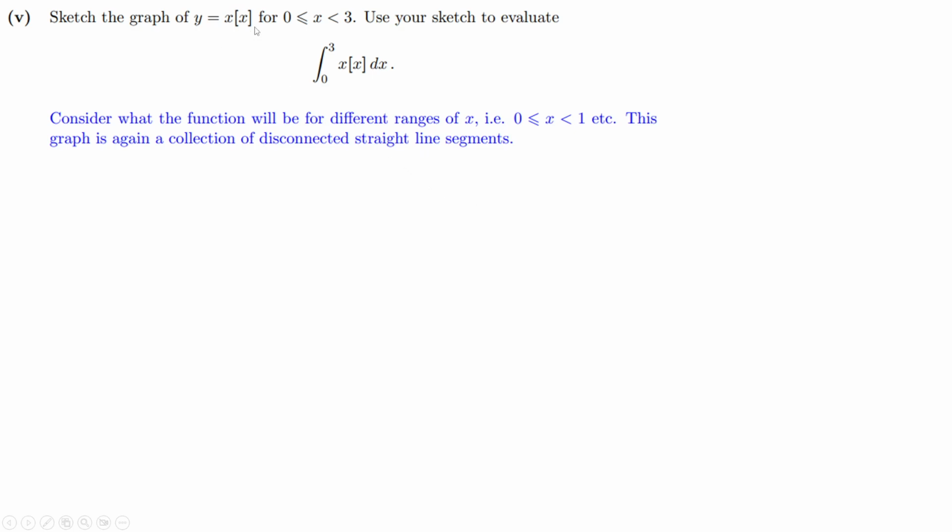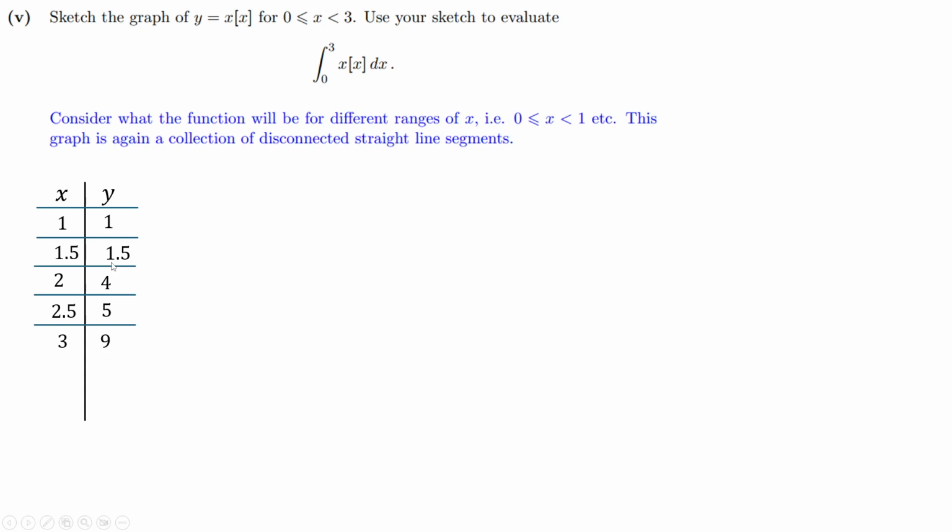Now, y equals x floor x. Okay, I've done a table of values and I've filled it in slightly. You know how to do this. And if you draw it with axes like this, between 0 and 1, it'll just be 0, obviously.